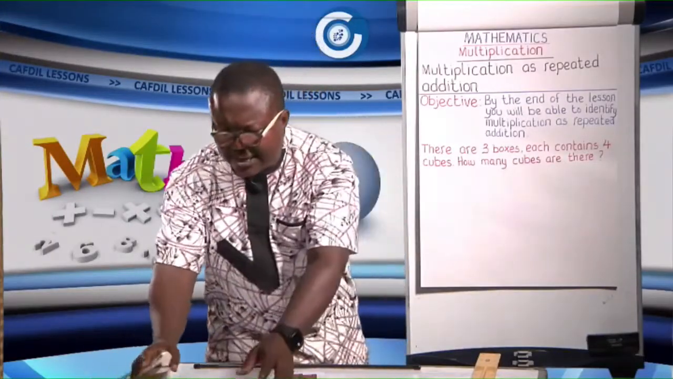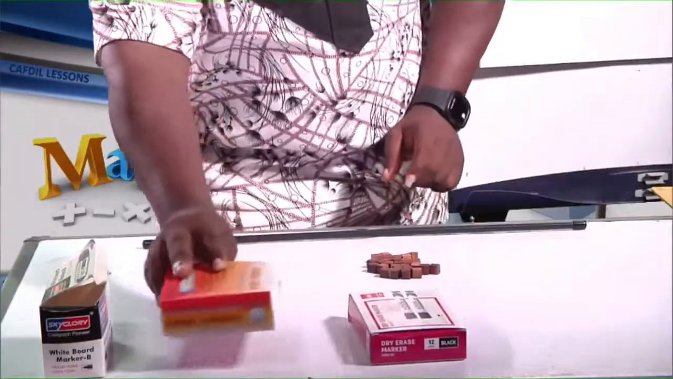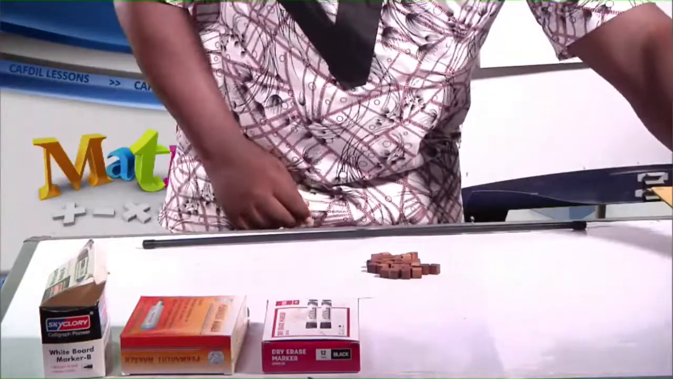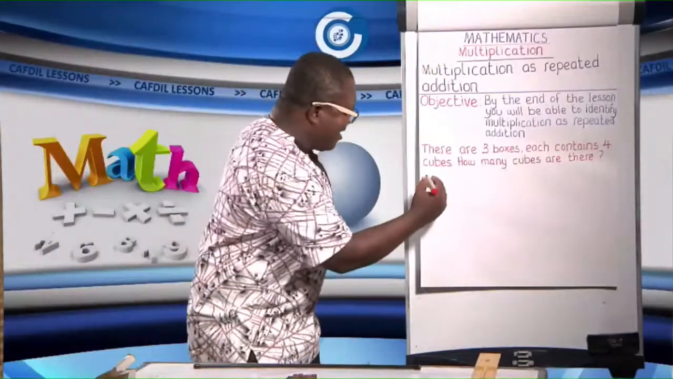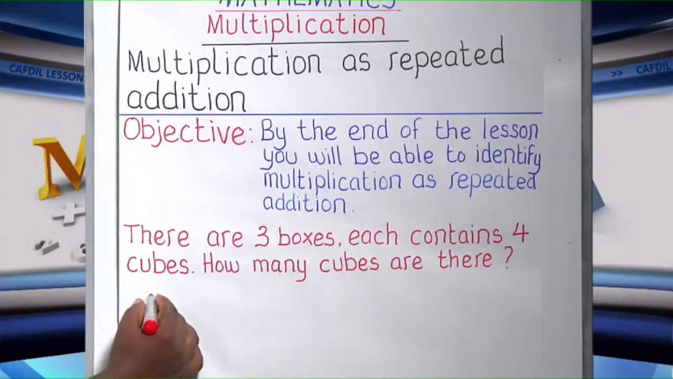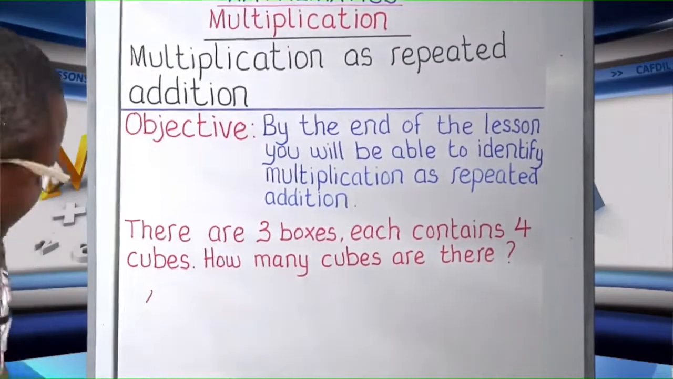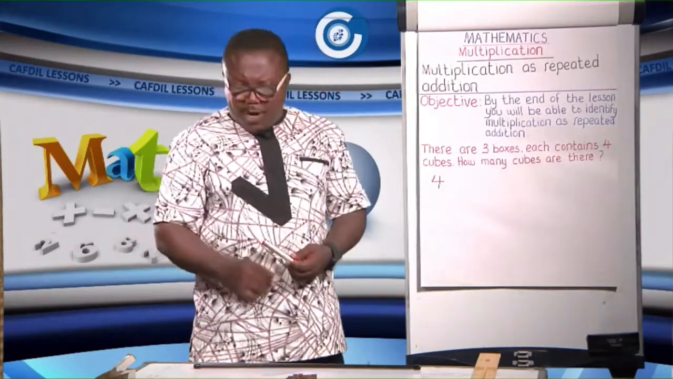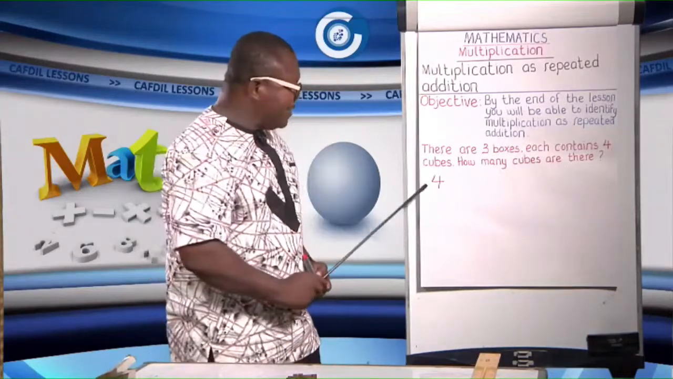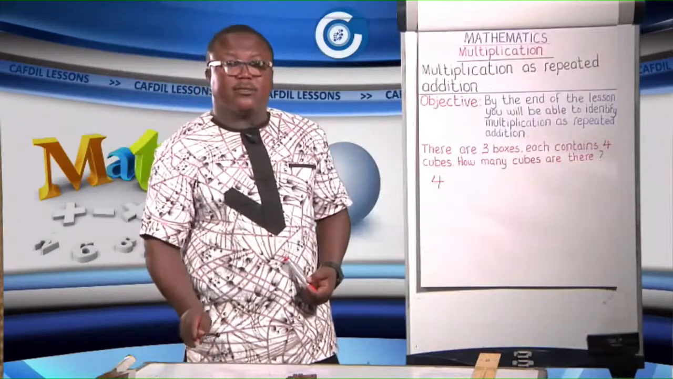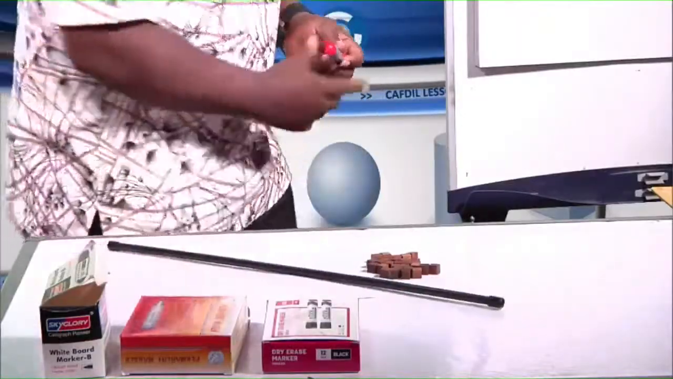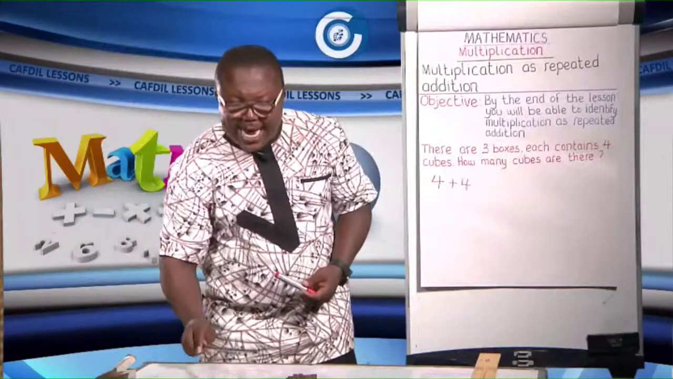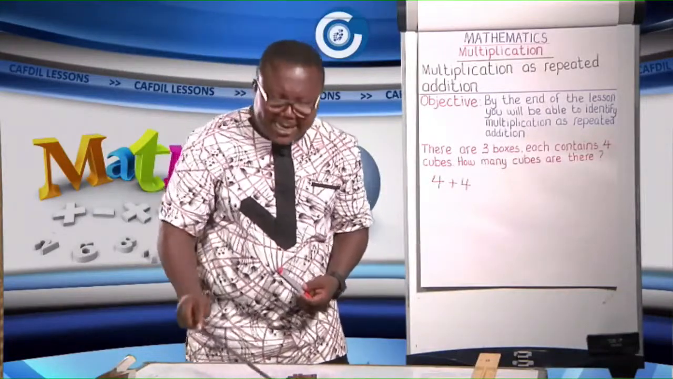Good. So this one is 4. When I add another 4 to it, then I add another 4 to this. So this is what we are going to do. The first box contains 4 cubes, so I've written 4 there. Plus the second box also contains what? 4 cubes. Then the third box, also 4 cubes are in it.